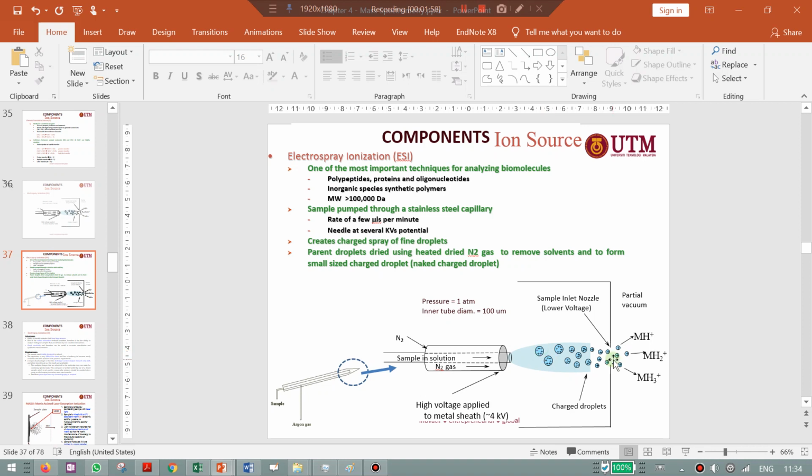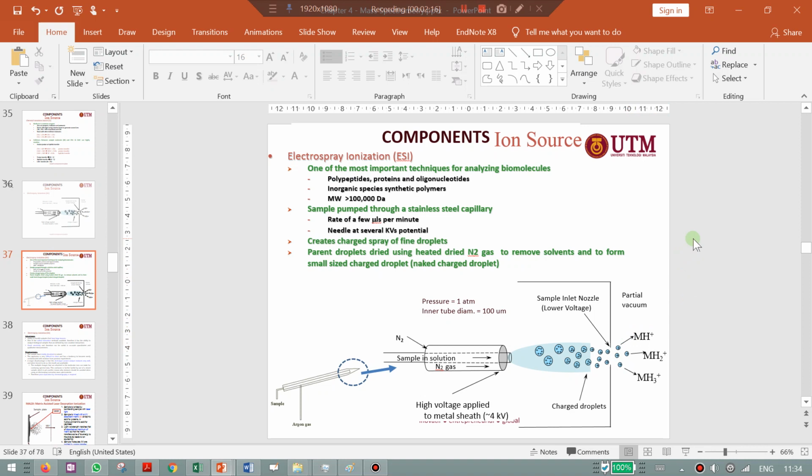They can separate into very fine, single small-size charged droplets, or we can also call them naked charged droplets, that can enter our mass analyzer later on.